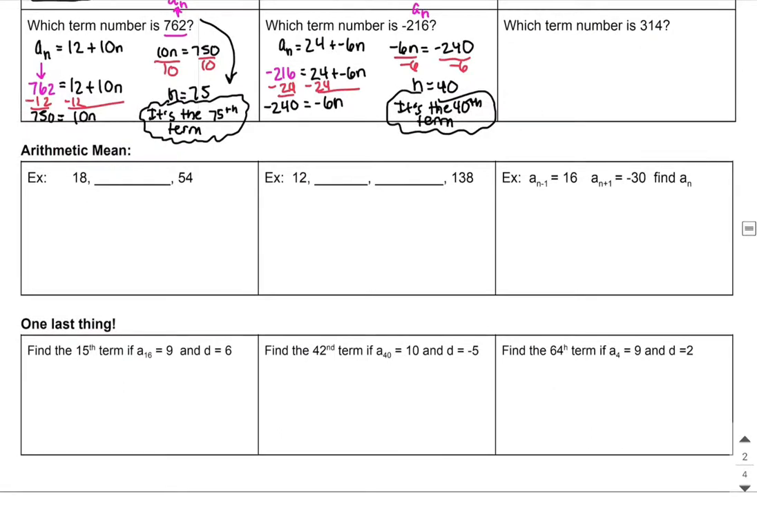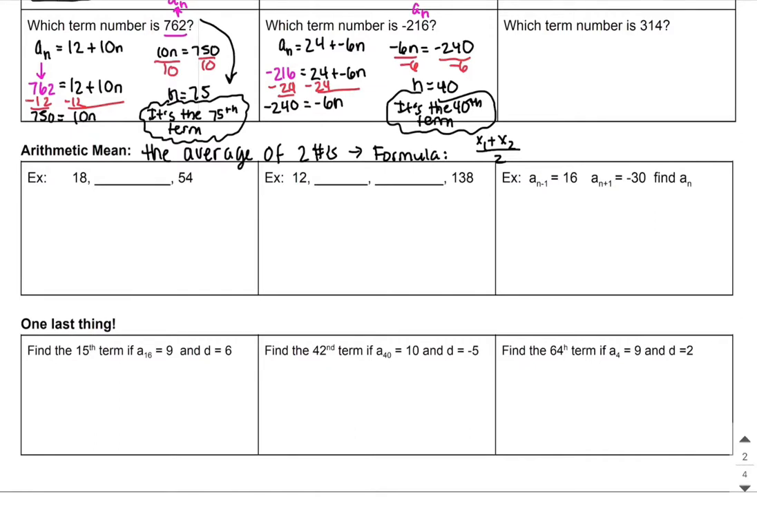The next thing we're going to talk about is arithmetic mean. It just means the average of two numbers. The formula for it is x sub 1 plus x sub 2 divided by 2. So you add the two numbers together and then you divide by 2. That's how many terms you have. That's how you always find the average: add all the terms you have together and divide by the number of terms.